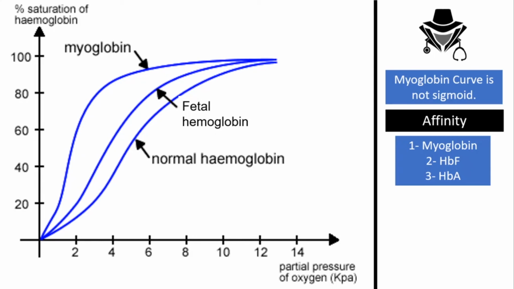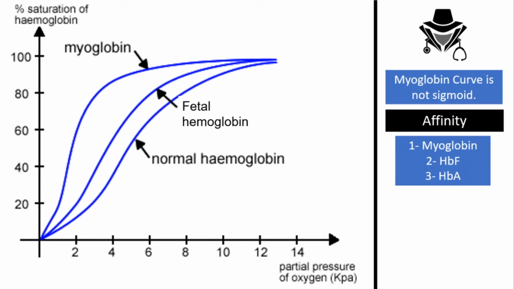For fetal hemoglobin, it also makes sense because when the blood vessels of the fetus and the blood vessels of the mother get across each other, the fetal hemoglobin, since it has a higher affinity, will be able to take the oxygen from the mother's hemoglobin and deliver it to the fetus cells. So again, in terms of affinity, myoglobin has the highest affinity, then fetal hemoglobin, and lastly, normal adult hemoglobin.